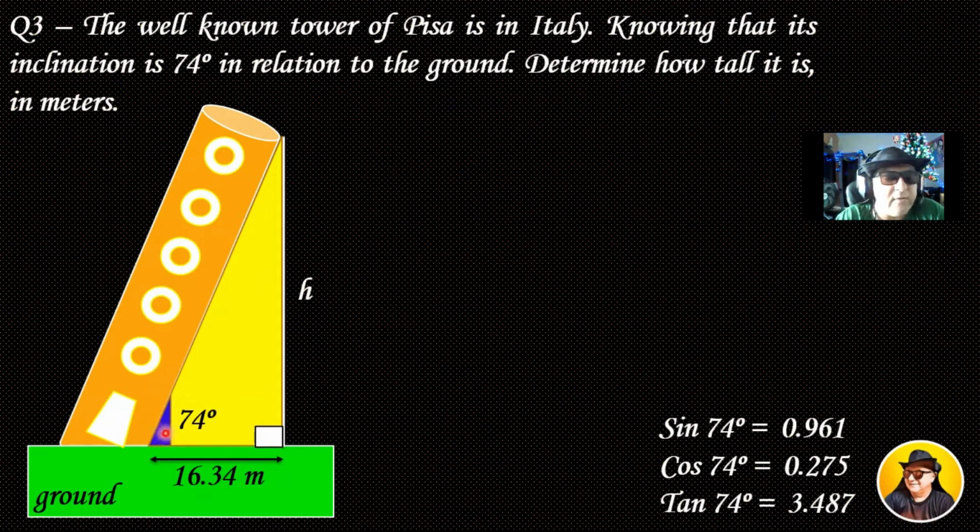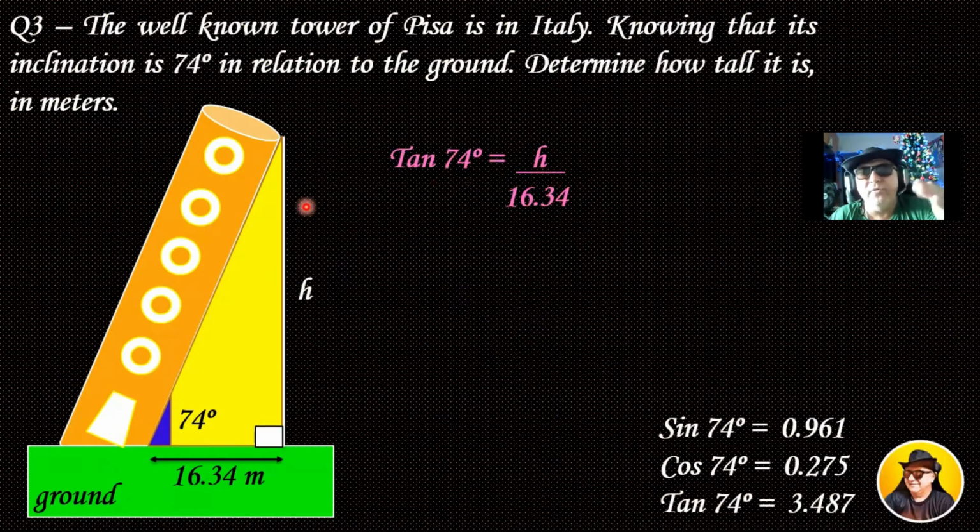Well, the angle is here. This is the altitude of the tower. And this is an adjacent side. So which of them involves adjacent side and the opposite side? According to the definition, it is tangent. Good. So tangent of 74 degrees is h over 16.34. Let's replace the values. Tangent of 74 degrees is 3.487.